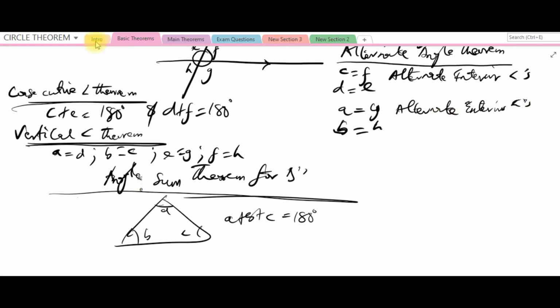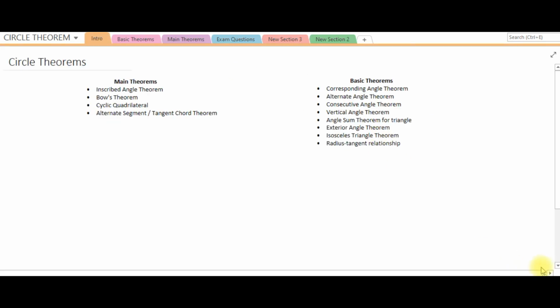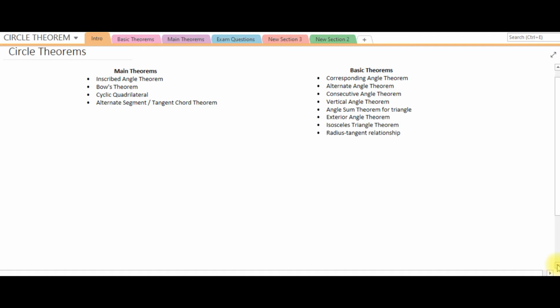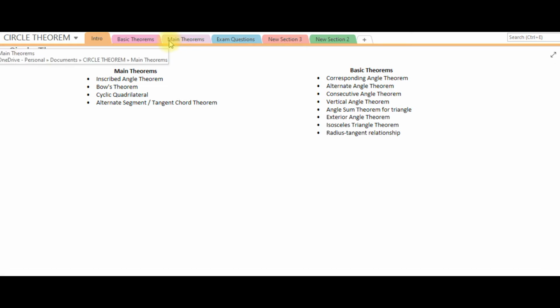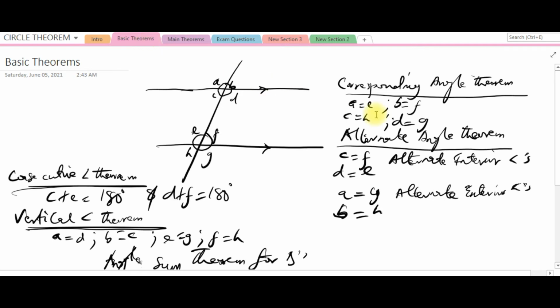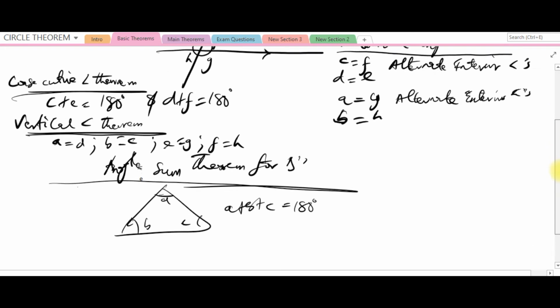So the next one is exterior angle theorem. They are all based on triangles. So the other two, exterior angle theorem and isosceles triangle theorem, are all basic triangle theorems. So let's look at it.